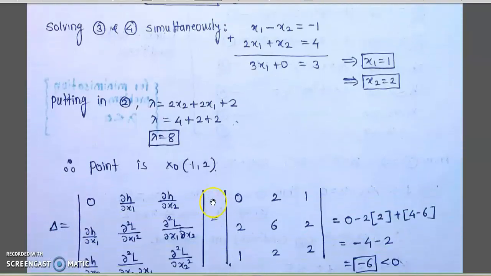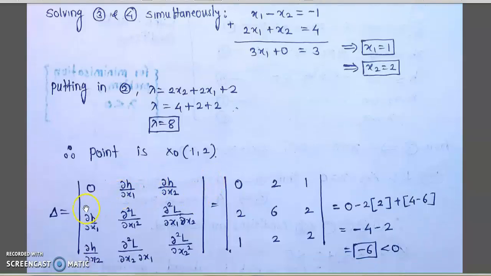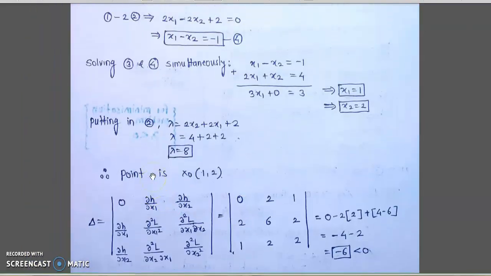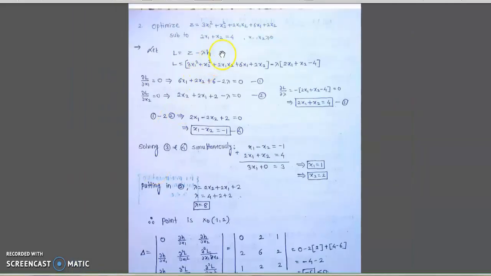To decide now whether the function has a maxima or minima at this point, we have the del calculation. The determinant of this is nothing but 0. You can see the derivative of h with respect to x1. So here is the h value. h is nothing but 2x1 plus x2 equal to 4. Differentiating this with respect to x1 gives us 2, and differentiating with respect to x2 gives us 1. That's why 2 and 1, 2 and 1.